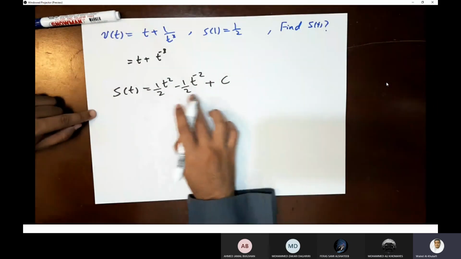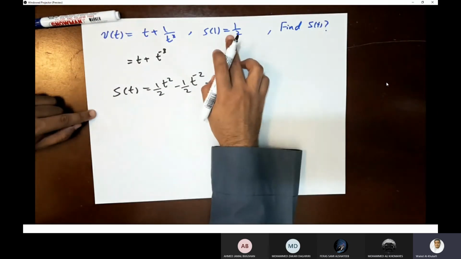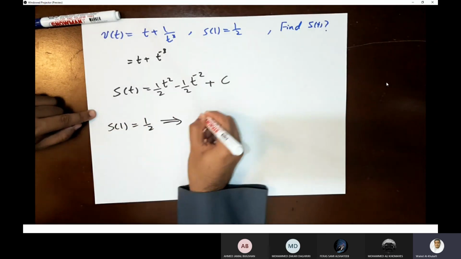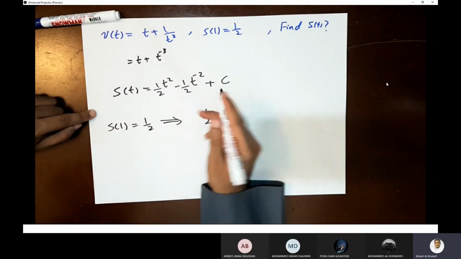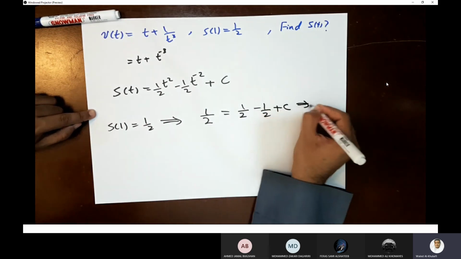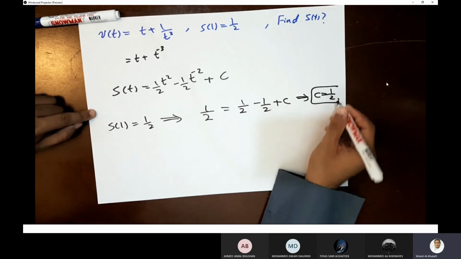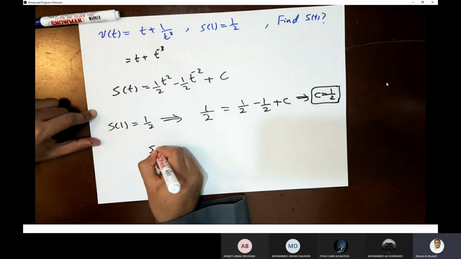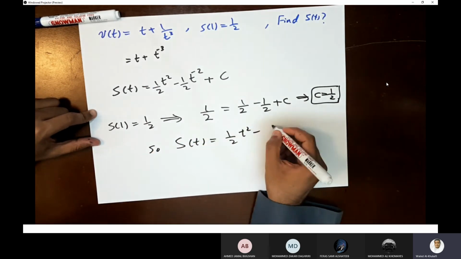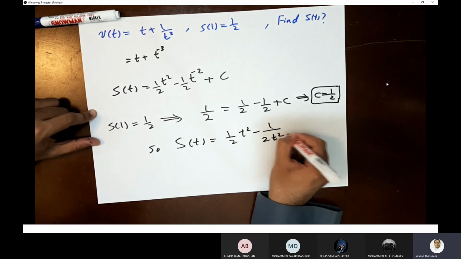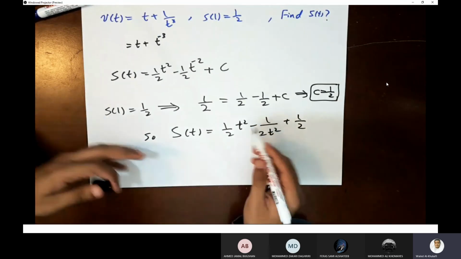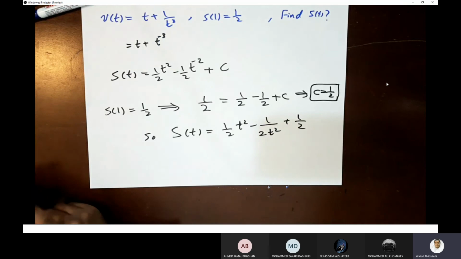Okay, you have almost covered the position function, but he gave you this information. So s of 1 equals half implies that half equals, I substitute 1 here, so you have half minus half plus c. This implies that c equals half. So s of t equals half t squared minus 1 over 2t squared, you can say like this, plus half. You want to simplify this, make it one fraction, is up to you.